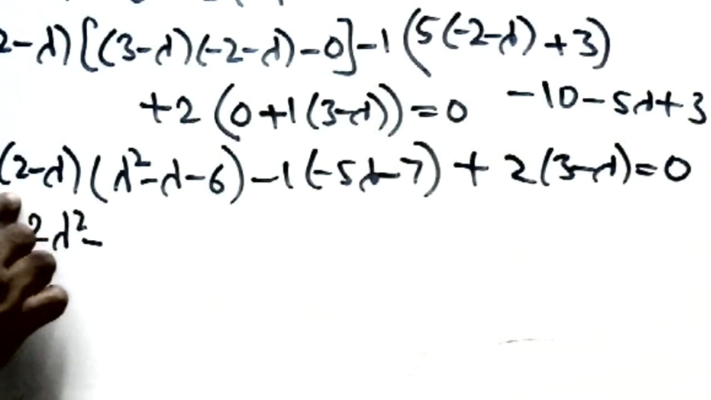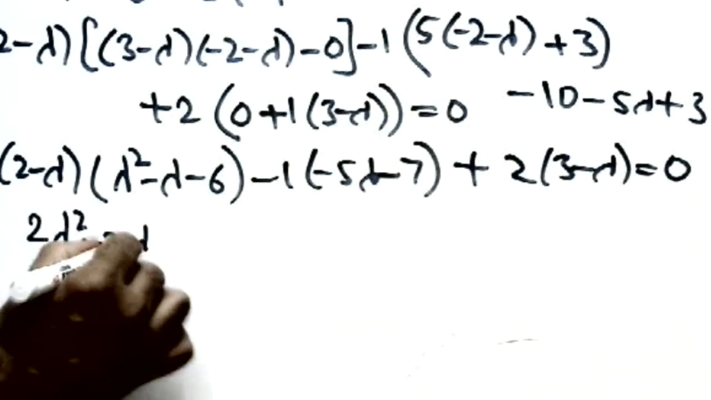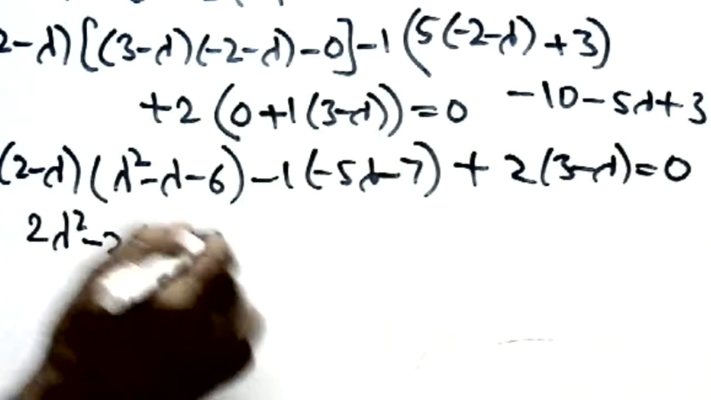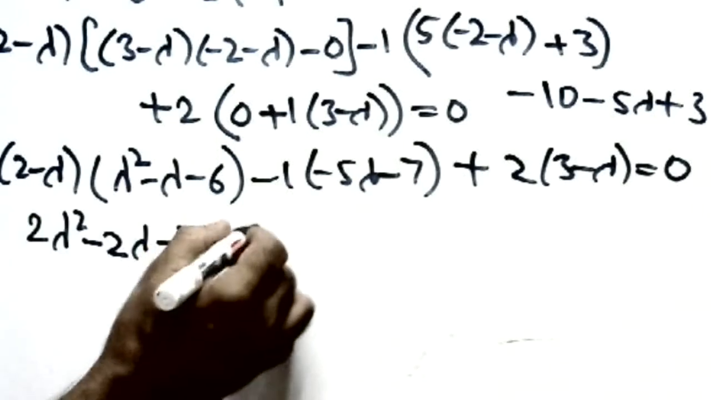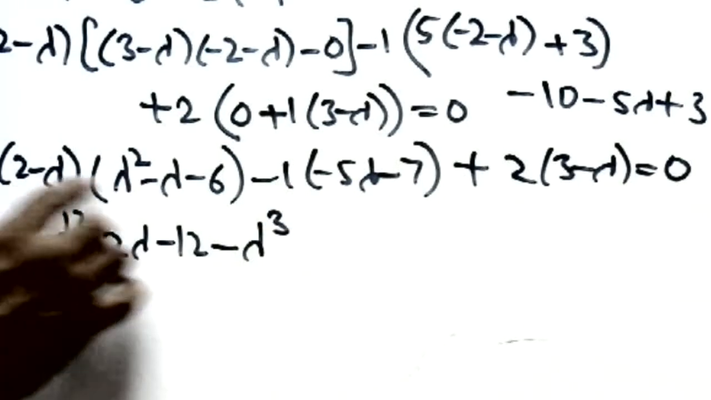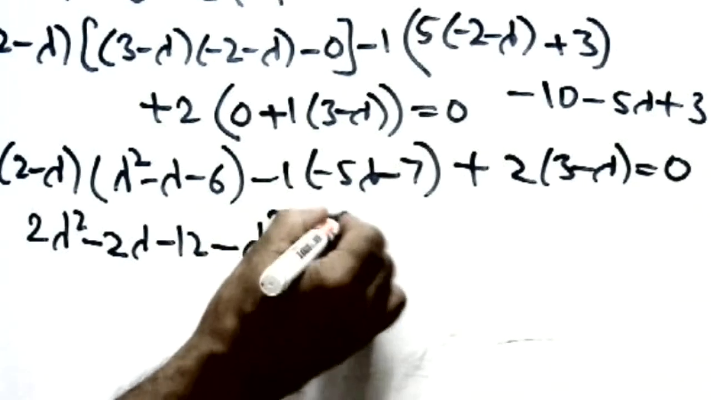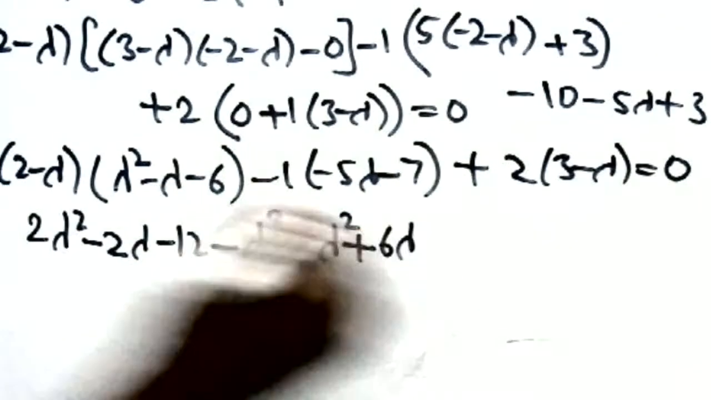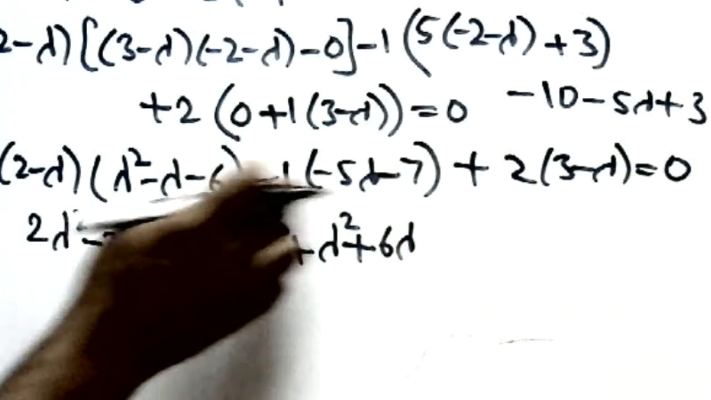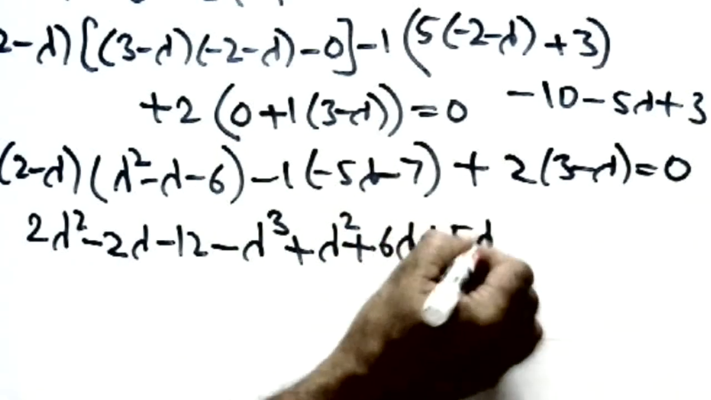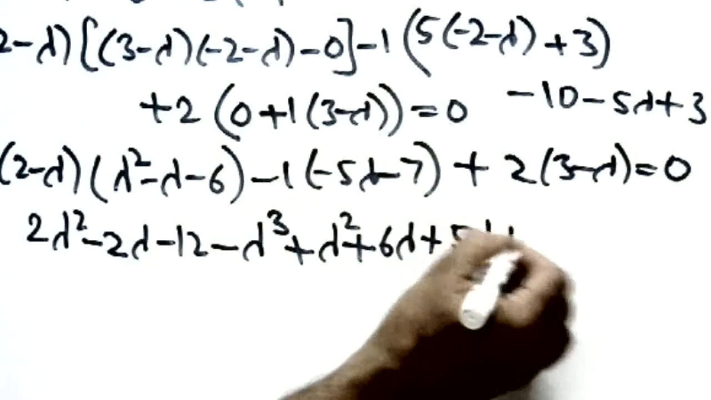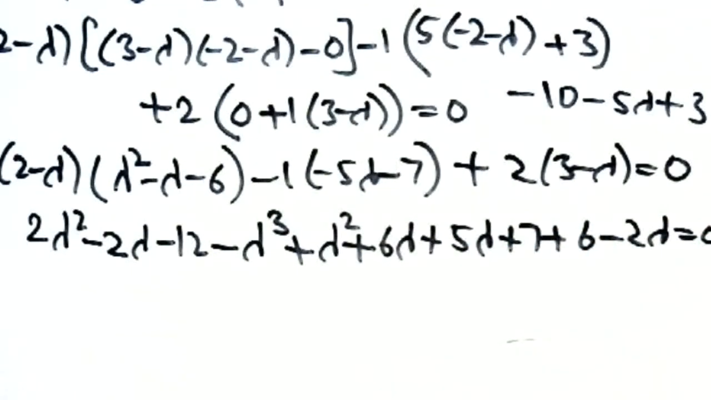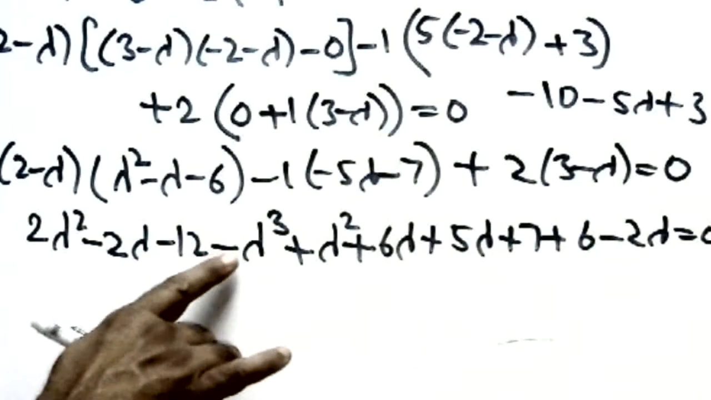2 into lambda square, 2 lambda square, minus 2 into lambda, 2 lambda, minus 2 sixes are 12, minus into plus minus, lambda into lambda square, lambda cube, minus into minus plus lambda into lambda, lambda square, minus into minus plus 6 into lambda, 6 lambda. Now minus into minus plus 5 into lambda, 5 lambda, minus into minus plus 7, plus 2 3s are 6, minus 2 lambda equals to 0.